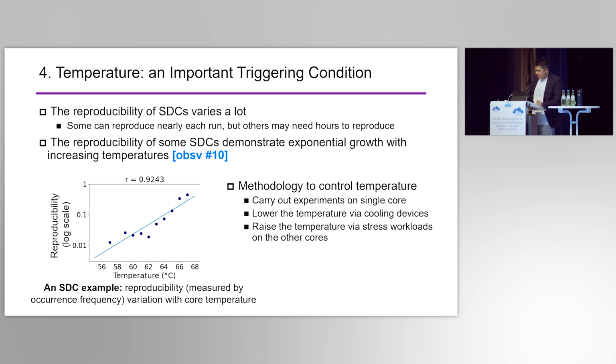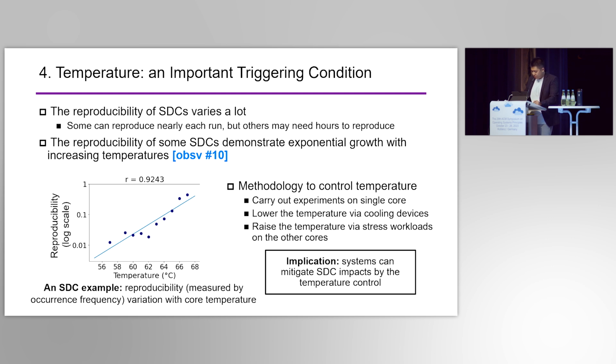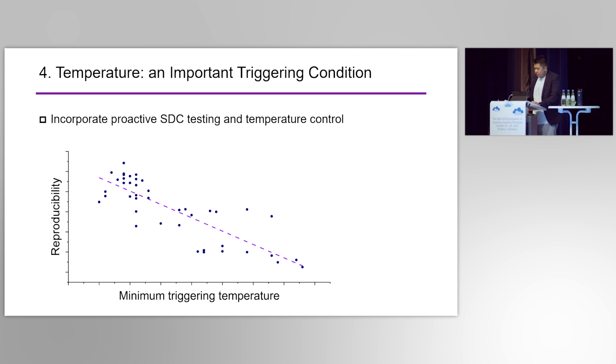The figure shows an SDC example, and we measure the reproducibility of this SDC at different temperatures. We carry out experiments on a defective core, and to make temperature constant, we use cooling devices to lower the temperature and use stress workloads on other cores to raise the temperature. We can see that the logarithm value of reproducibility has a strong linear dependence on the temperature. And this observation suggests that systems can mitigate SDC impacts by temperature control. And we can use this feature to mitigate SDC in a smarter way.